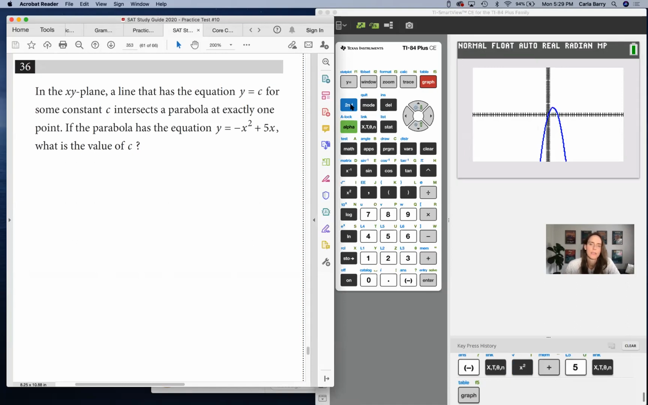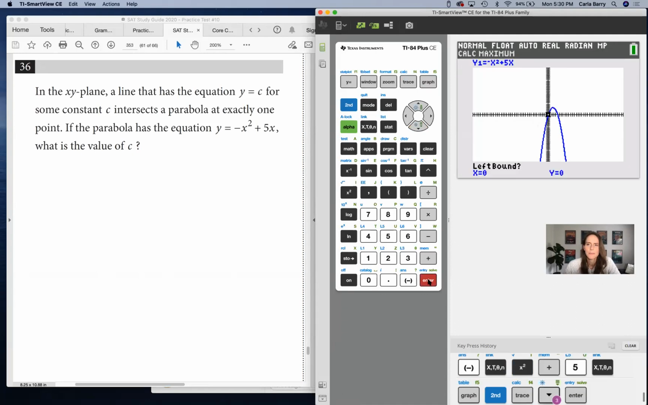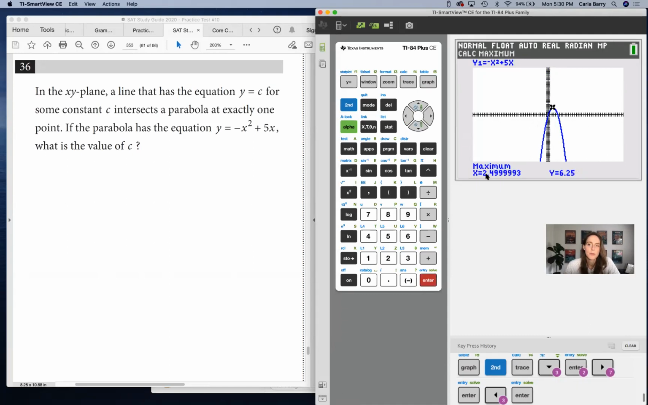And again, we're just going to calculate the vertex. So we're going to press second trace and find the maximum. So left bound, and then right bound, and then go back to the vertex. And it gives us our maximum occurs when x is 2.5 and y is 6.25. And we want c and y is equal to c, so we need our y value. So the answer to this question would be y equals 6.25. I hope everyone was able to follow along for that question.